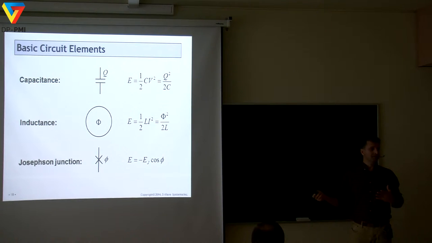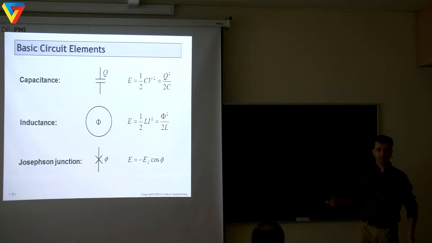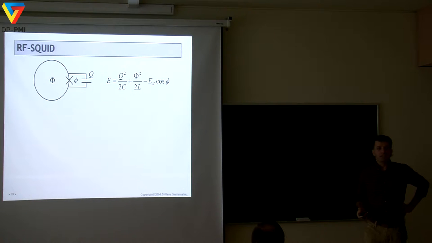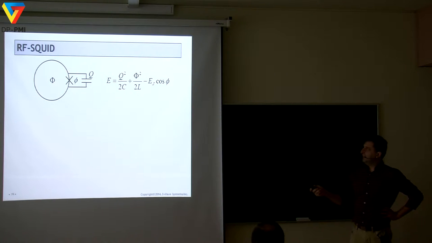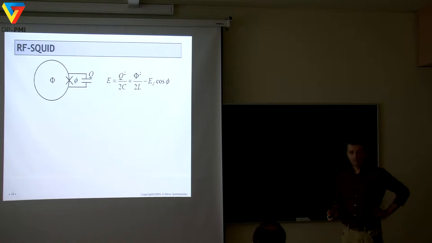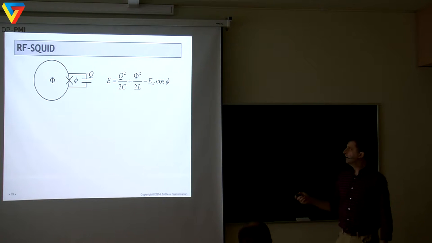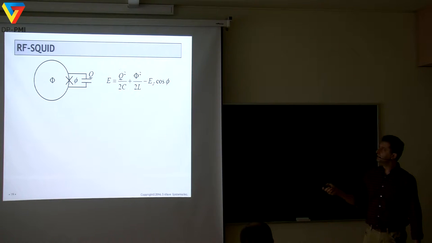Any question up to this one? Everything clear? Okay. So now imagine I connect all these three together. So I have a loop, a Josephson junction, and a capacitor. The energy will be the sum of the three energies. My energy becomes the charging energy, Q squared divided by 2C, flux energy or magnetic energy, and Josephson energy.